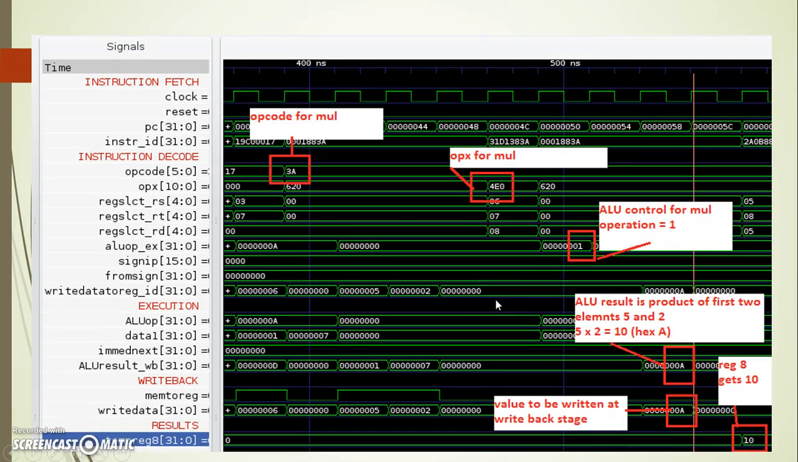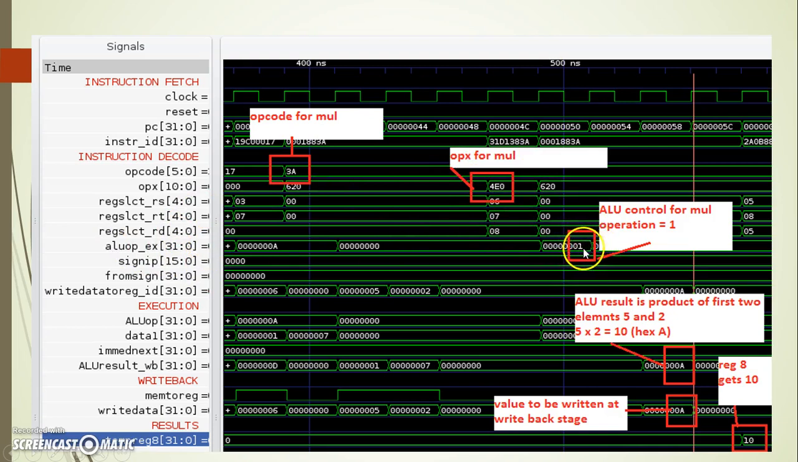Same way, now we are going to focus on the multiply operation, and how the pipeline reacts to a multiply instruction. Similarly, the PC is incrementing by 4, from 44 to 48. The opcode for multiply is 3A. Now as I told you, different R-type instructions can be differentiated using the OPX field, which is 4V0. So now this is the micro operation.